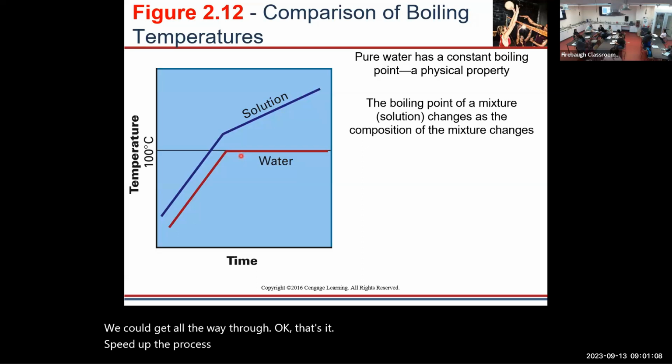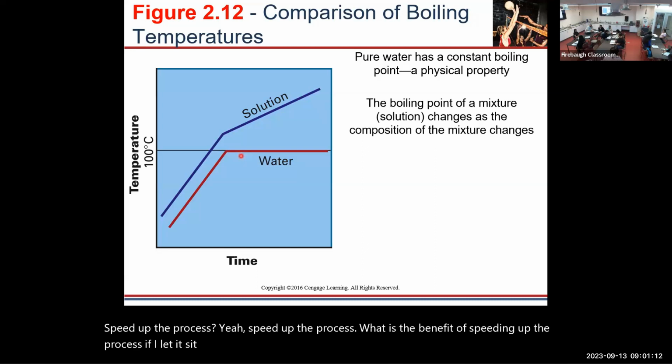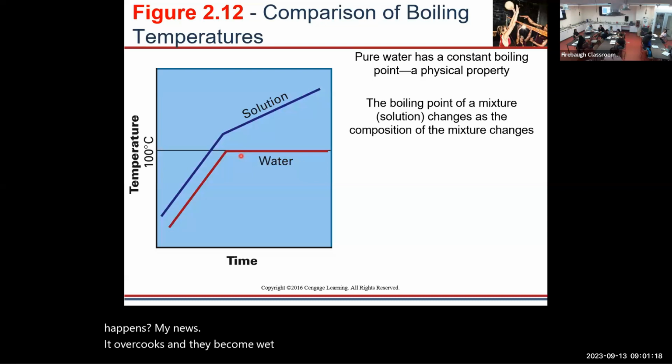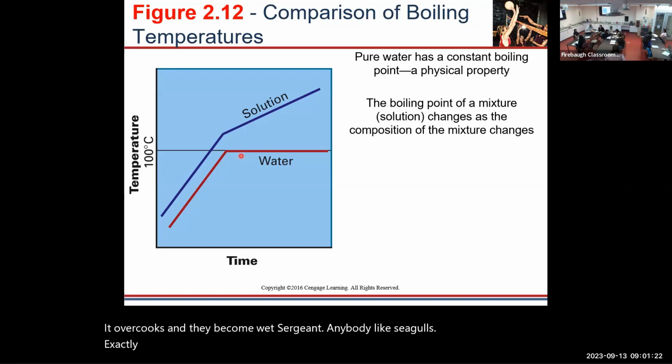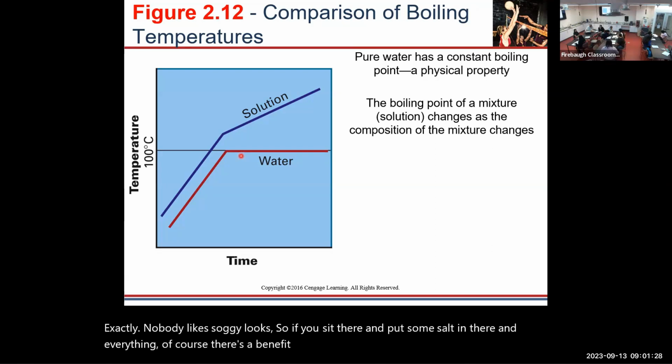What is the benefit of speeding up the process? If I let it sit too long and I keep my noodles in there a long time, what happens to my noodles? It overcooks and they become what? Soggy. Anybody like soggy noodles? Exactly, nobody likes soggy noodles. So if you put some salt in there, of course there's a benefit. It does add flavor, right? Love me some salt, right? Probably might have high blood pressure.